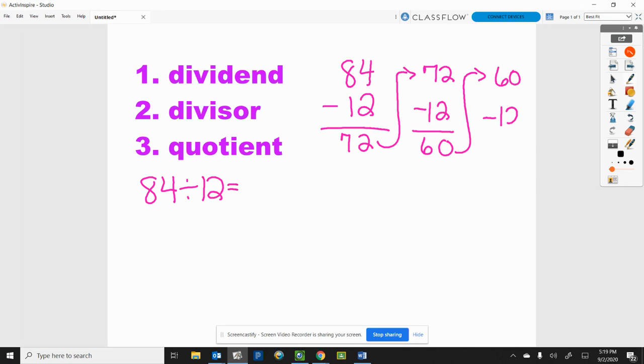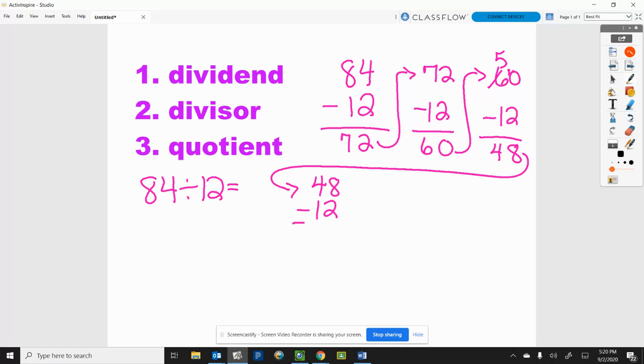I'm going to have to borrow. And now I have 10 take away 2 is 8. 5 take away 1 is 4, so 48. I'm running out of room, so I'm going to come here. 48 take away 12. 8 take away 2 is 6. 4 take away 1 is 3.